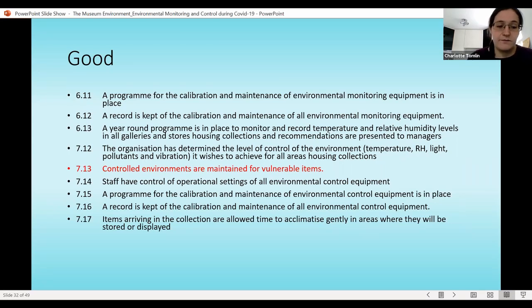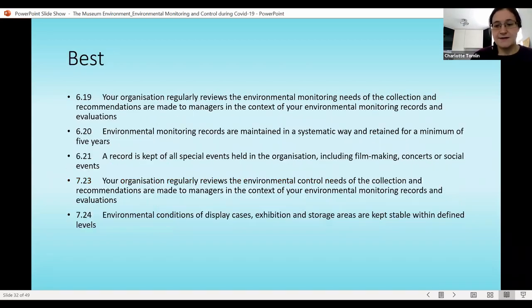And benchmark 7.13, controlled environments are maintained for vulnerable items. We've discussed the need for microclimates for more vulnerable objects. So hopefully you've been thinking about that as well. And lastly, out of the best benchmarks.